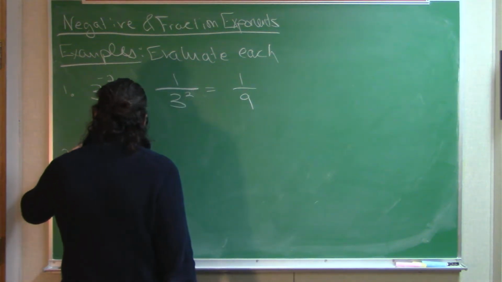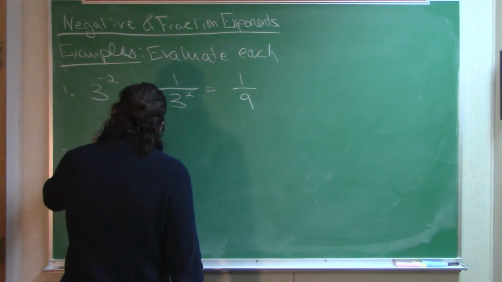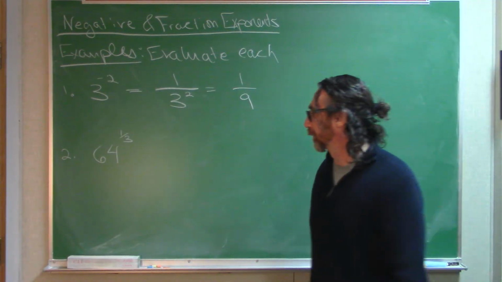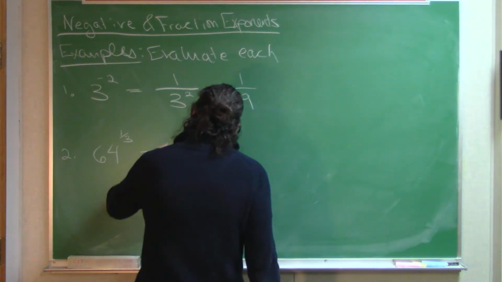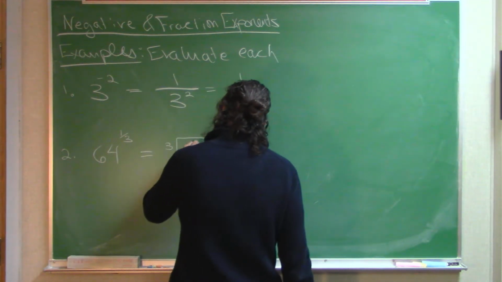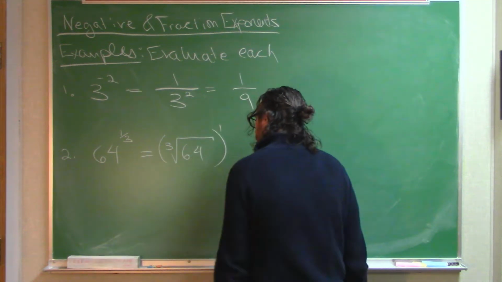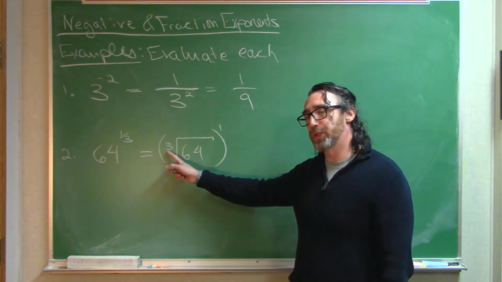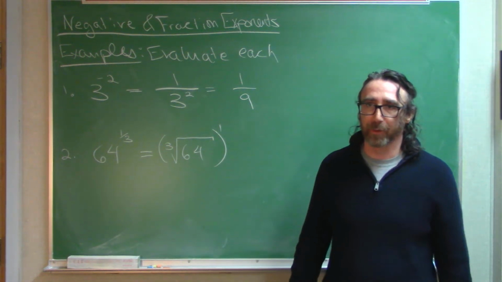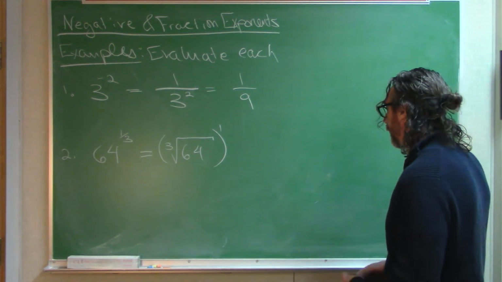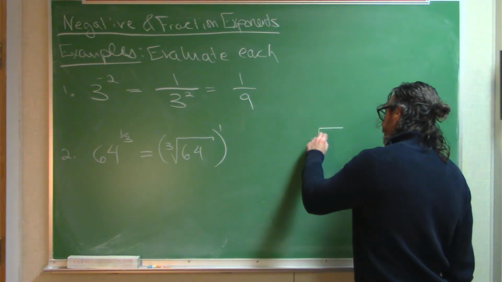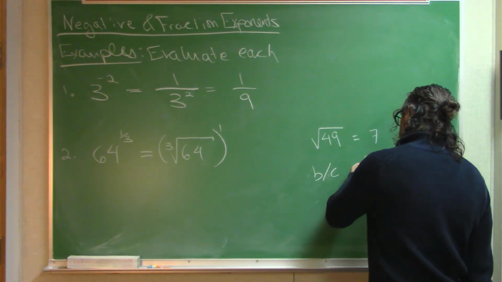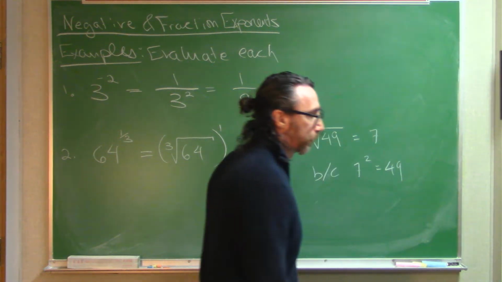Okay, let's do a fractional exponent. 64 to the power 1/3. Okay, first power doesn't really change anything. We really need to focus on this. Okay, cube root of 64. Now a square root is a number such that when you square it, you get your target. Square root of 49 is 7 because 7 squared equals 49.